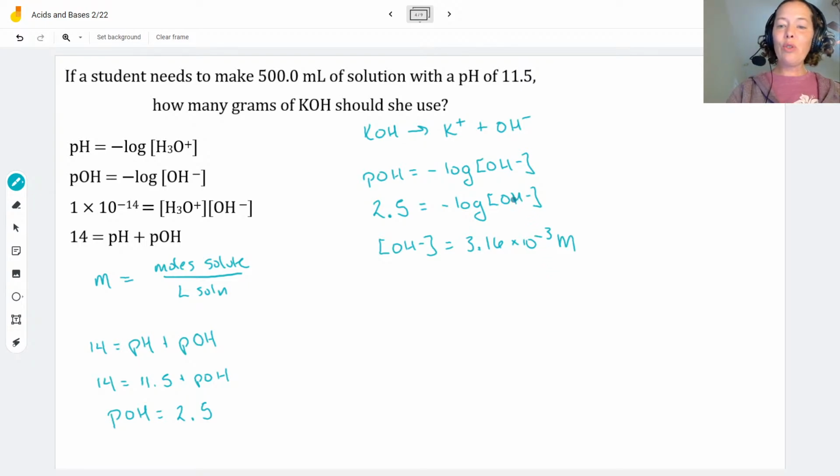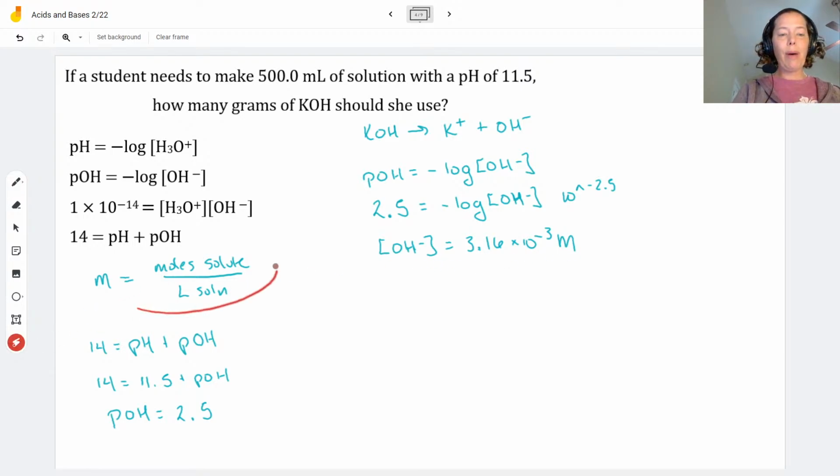So again, when you're putting it in your calculator, when you're trying to solve for concentration, it is 10 raised to the negative 2.5. And that's where you get your 3.16 times 10 to the negative third. So again, make sure you find all those buttons on your calculator, especially if this is your first time through acids and bases and calculating logs and calculating anti-logs. Okay, so I've got my concentration of hydroxide.